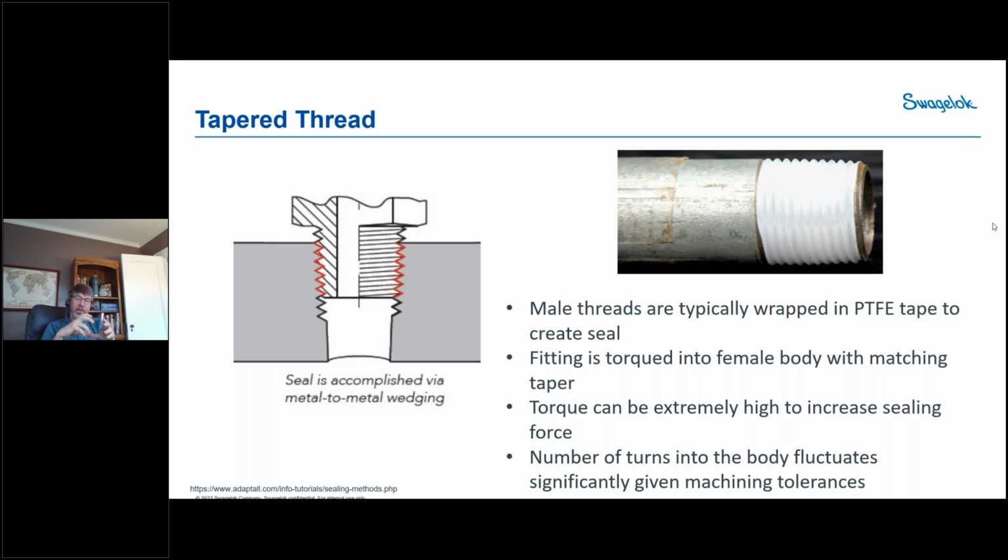Because of the amount of torque or the number of turns it takes to create this seal, there's no way to tell what was torqued or how much it was torqued. So you don't know if the fitting was made up properly. There's no identification method to say that one has been torqued enough or this one has not been torqued enough. So there's no way to say, has this fitting been made up properly?